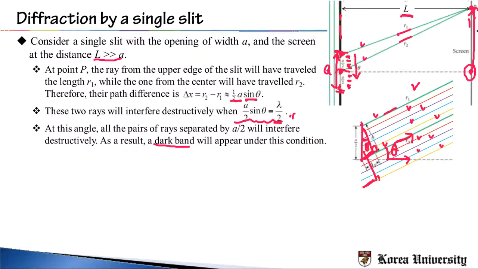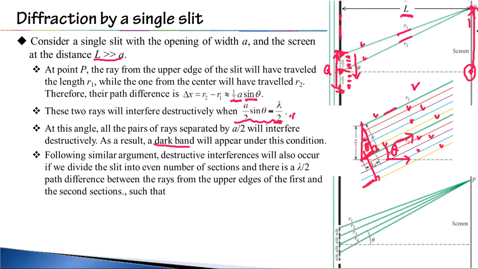Now, instead of dividing the slit into two sections, let's try to divide into four sections, just like here. And then now we only have to consider four light rays. Then if these two upper rays satisfy the destructive interference condition, the same thing will happen for the lower two. So therefore, now we can rewrite and find the same condition. Okay, how about the path difference between these two?